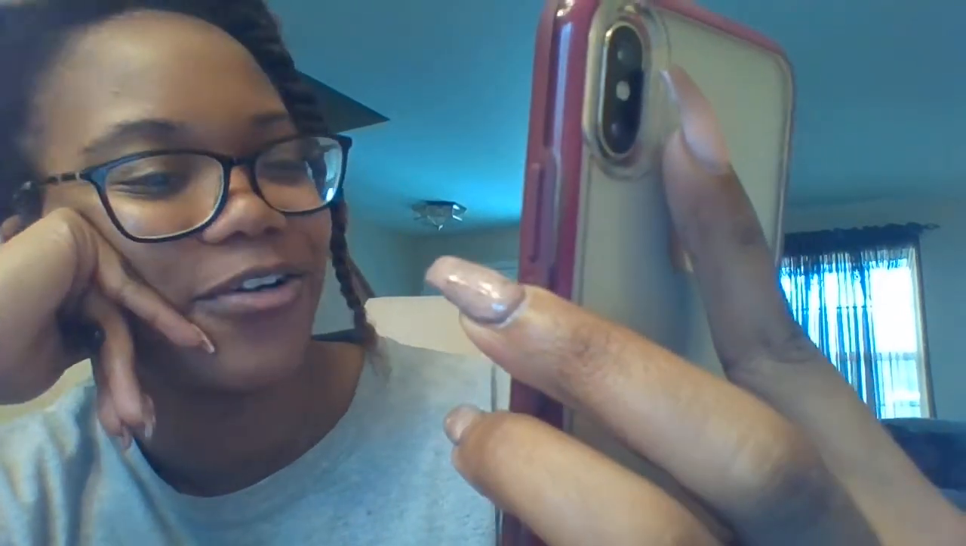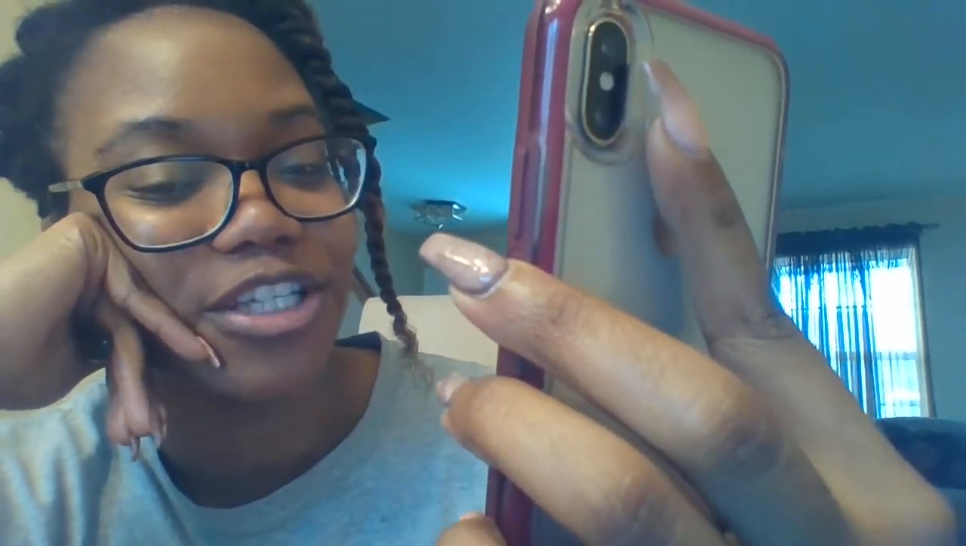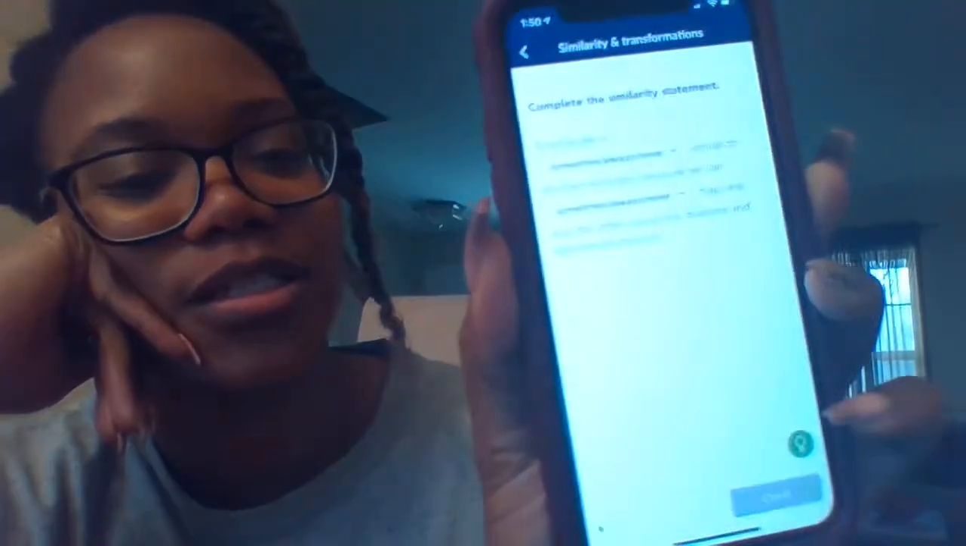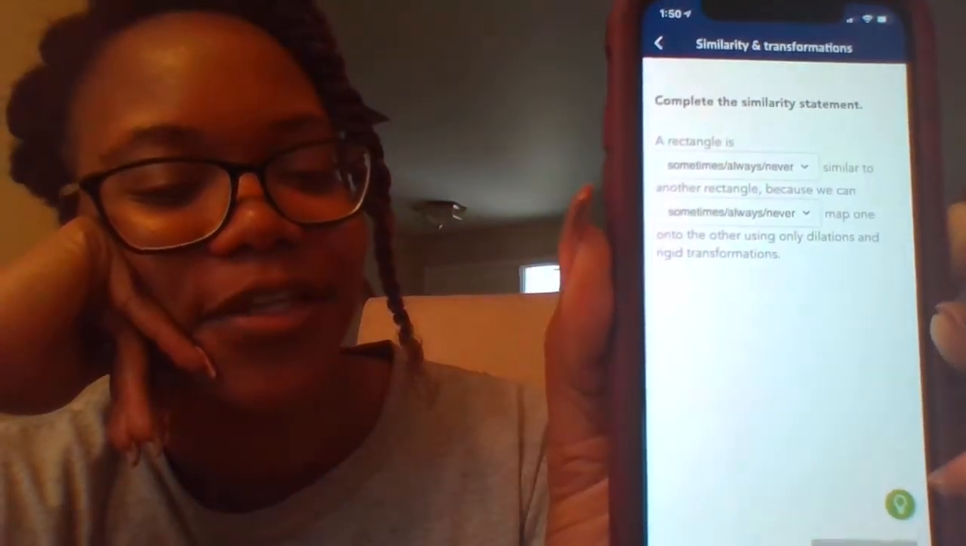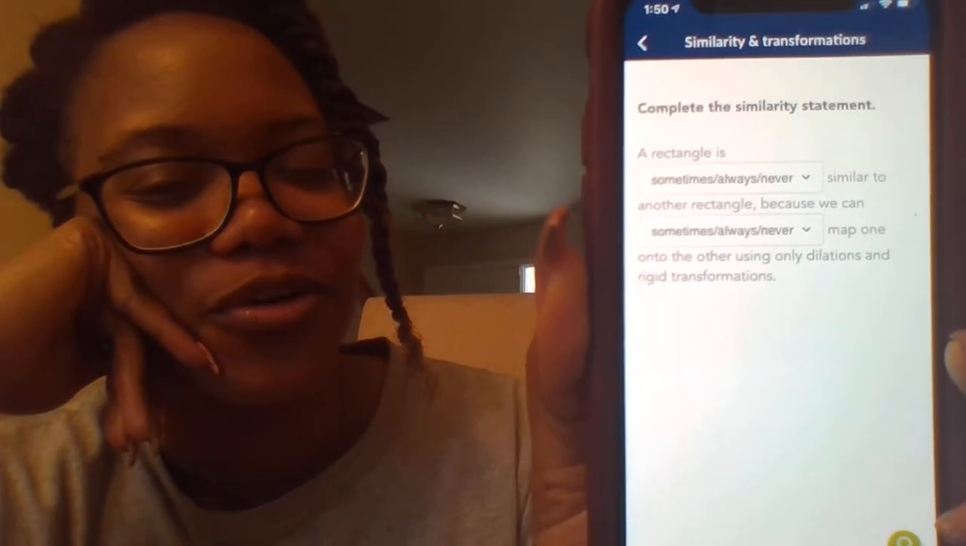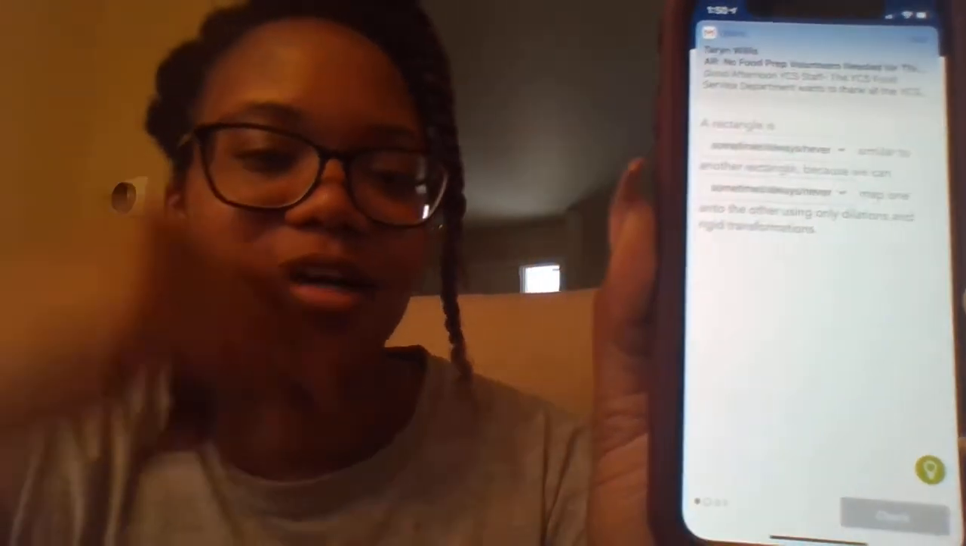The next problem states, a rectangle is, and we have to choose sometimes, always, or never, similar to another rectangle because we can sometimes, always, or never map one onto the other using only dilations and rigid transformations. Ooh, this one's going to be a tricky one. So let's think about rectangles. What do all rectangles have in common?